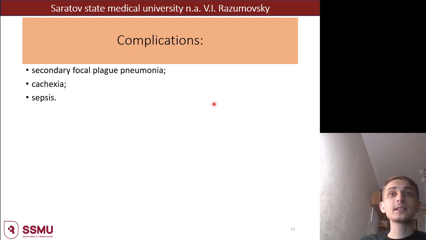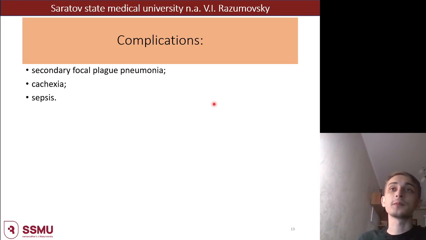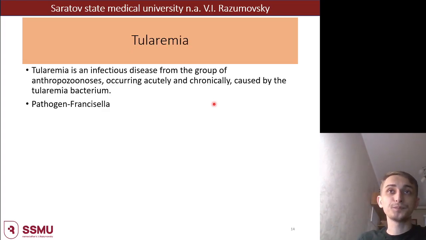The second complication is cachexia, and I hope you remember it from our previous classes. Cachexia is a result of really difficult and long-lasting diseases, but in plague, cachexia develops in hours, and it shows how dangerous plague is for the life of the patient. And formation of sepsis is a really typical complication of any form of plague, not only the primary septic one.